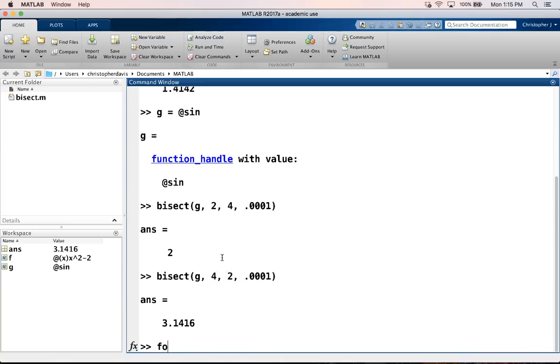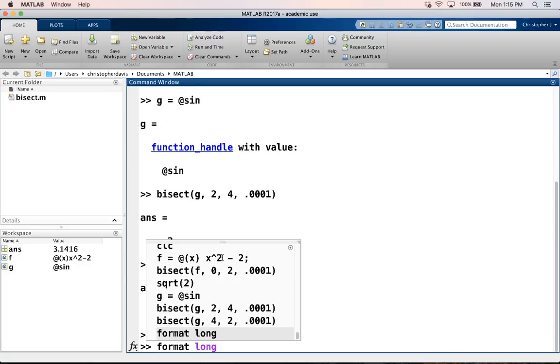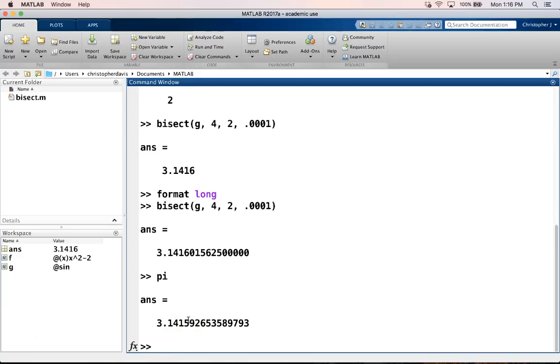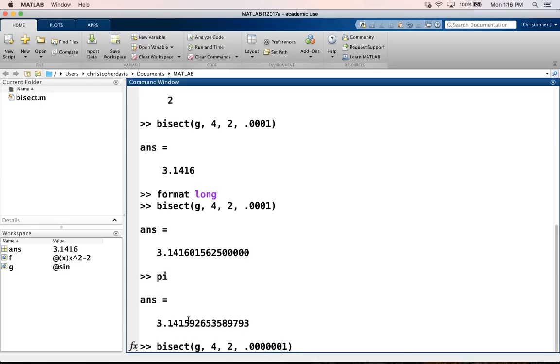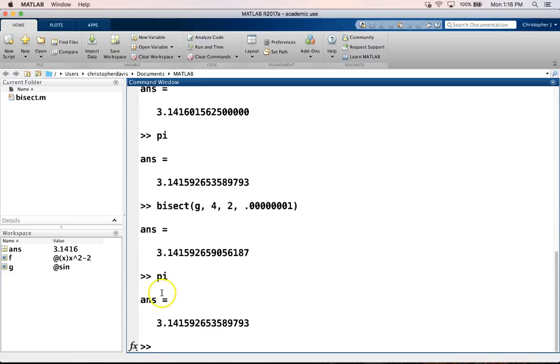To make it more impressive, let's change the format to long. And so we can see that it's not exact, but if I want to make it more exact, okay, look how similar that is to pi.